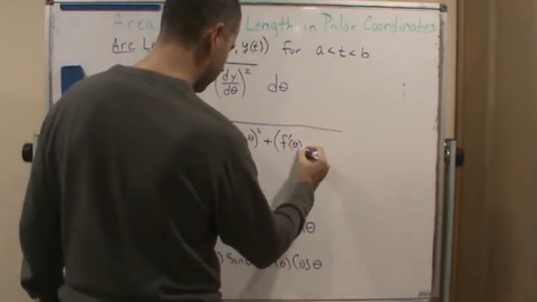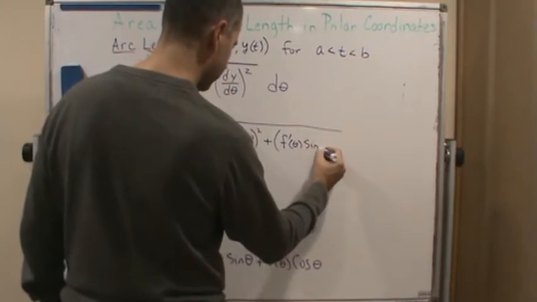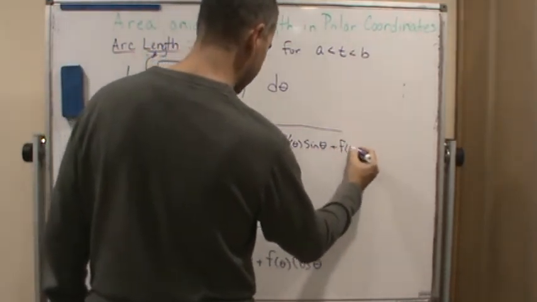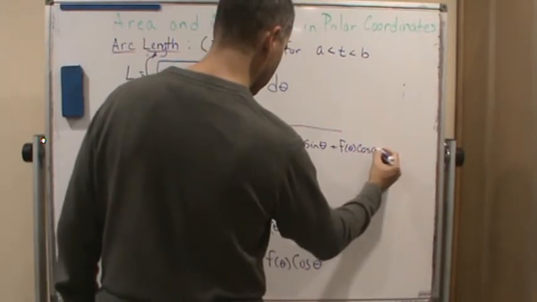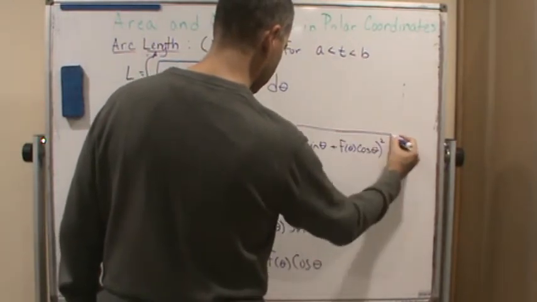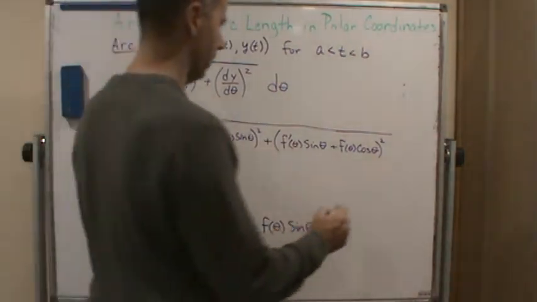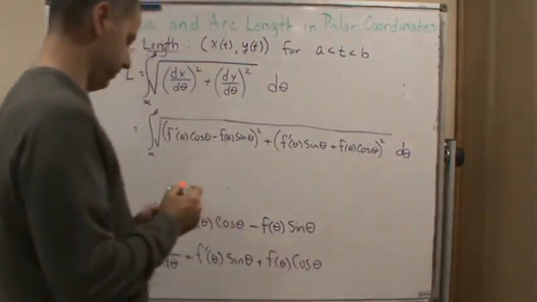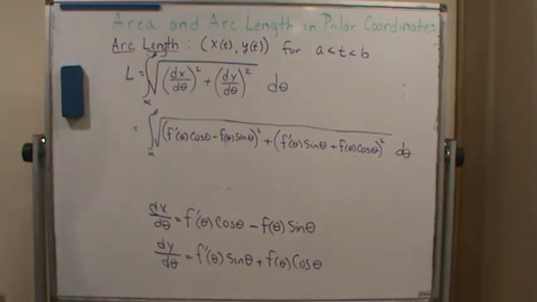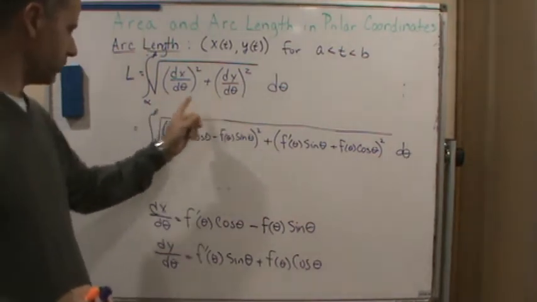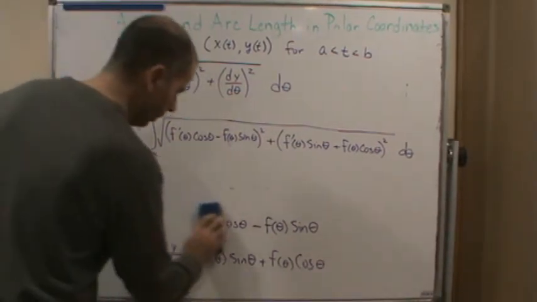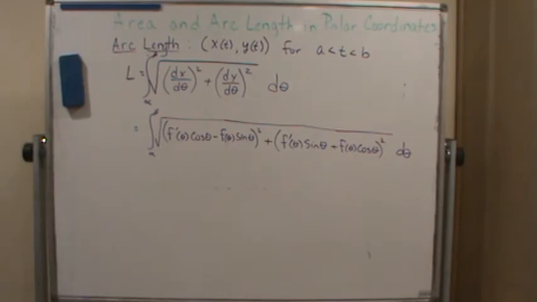f prime of theta sine theta plus f of theta cosine theta, quantity squared, d theta. Okay, so all I did was substitute in these two for these two. So now I'm going to erase those. And now I'm just going to simplify what we have here. And so what can we do here?